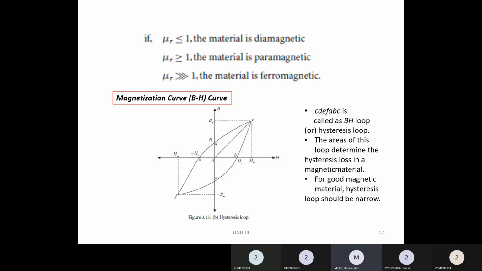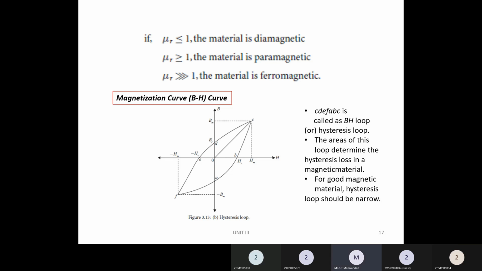This is repeated for another cycle. You can see the loop here: C, D, E, F, A, B, C. This closed path forms one loop. Once again repeating C, D, E, F, A, B, and C forms the closed path. This loop is called the hysteresis loop.